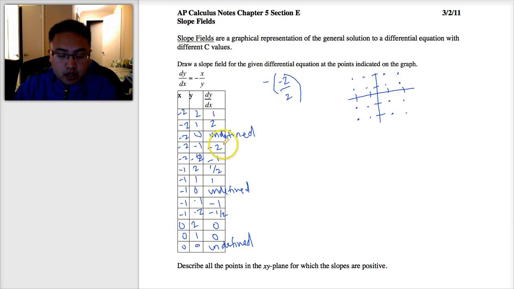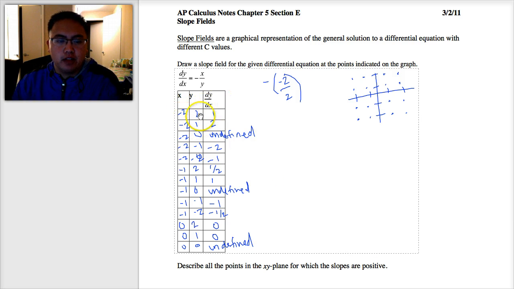Okay. Then what you do is you're going to graph this. Okay, and you might be confused. How do I graph this? At the point negative 2, 2, I need to graph a slope of 1.